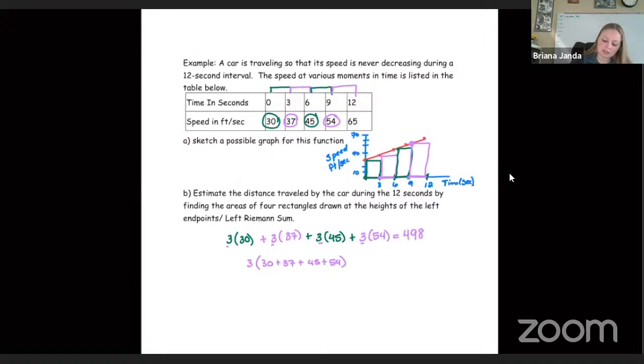And labels become very important. So it says estimate the distance traveled. So what we just did is we took a base of 3 seconds times a height. So we'll just look at this first one, times a height of 30 feet per second. And again, those seconds cross off, which would happen with all of these, which means our overall label, which matches distance traveled, is in feet. We're taking feet per second times seconds, and the seconds cancel, leaving us with just feet.